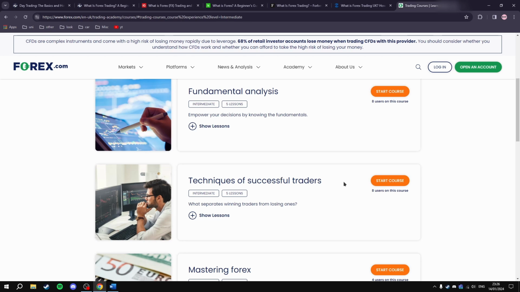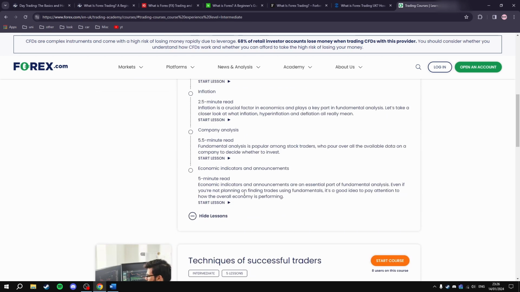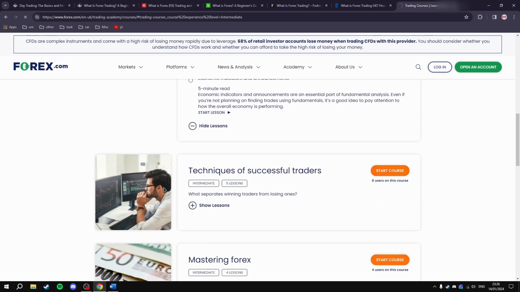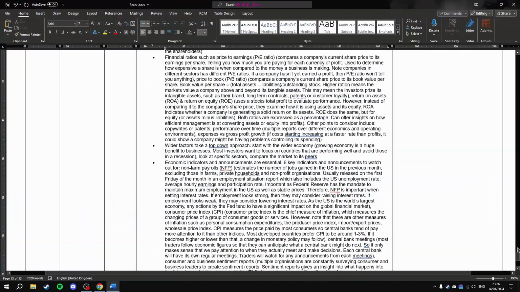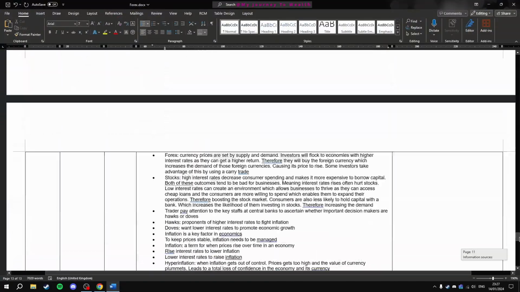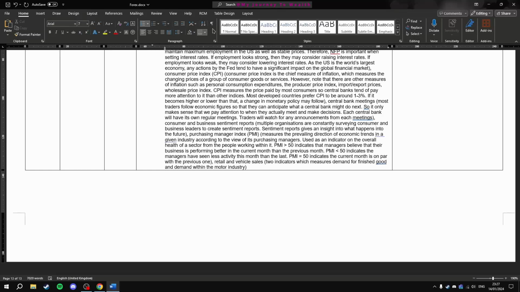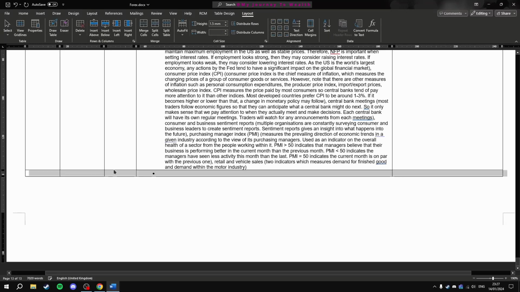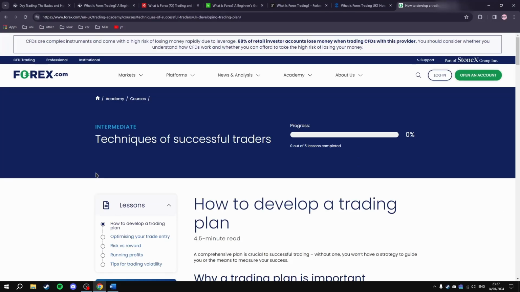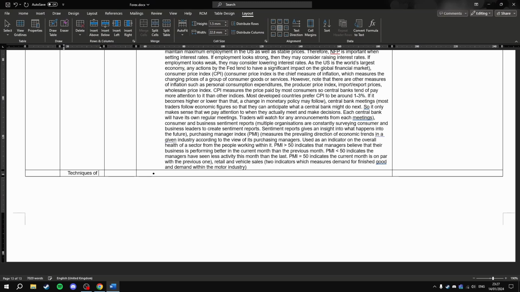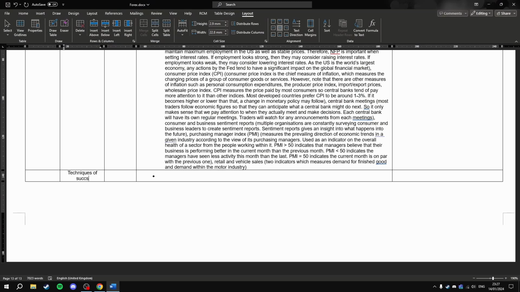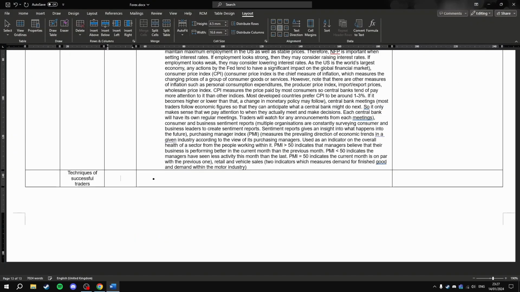Techniques of successful traders. I think we've just done this one. Economic, yeah. Techniques of successful traders. Let's go. I should probably create a new column, right? Yep. So, layouts, below, techniques of successful traders. Date is 14/01/2024.